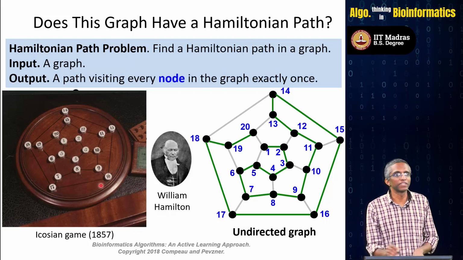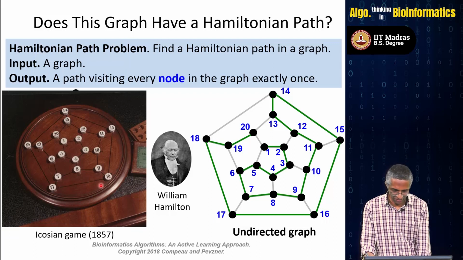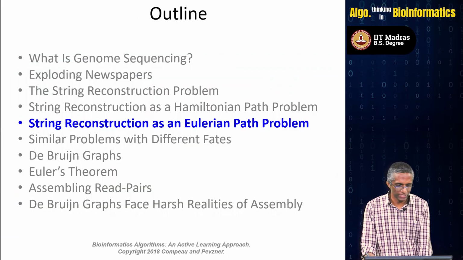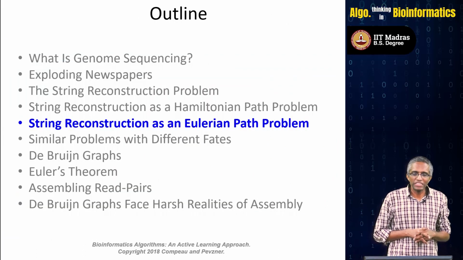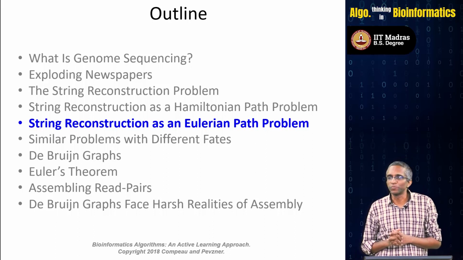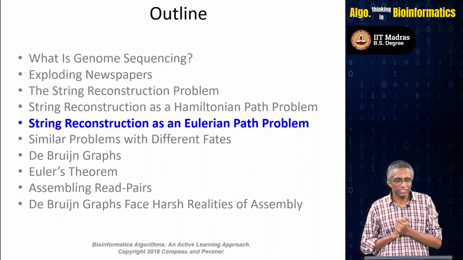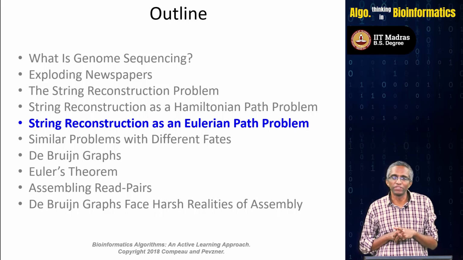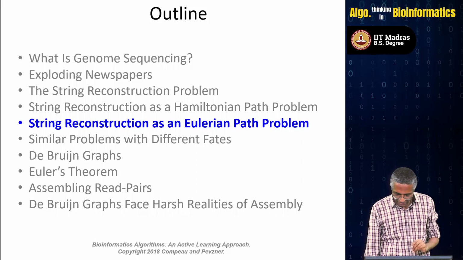So these are just the undirected version of this problem. Each edge doesn't have arrows or directions. Okay, so having seen the string reconstruction problem as a Hamiltonian path problem, let's try a different route and also see if there are other ways to solve this problem. Like I said, it may allow us to solve this problem more efficiently, right?